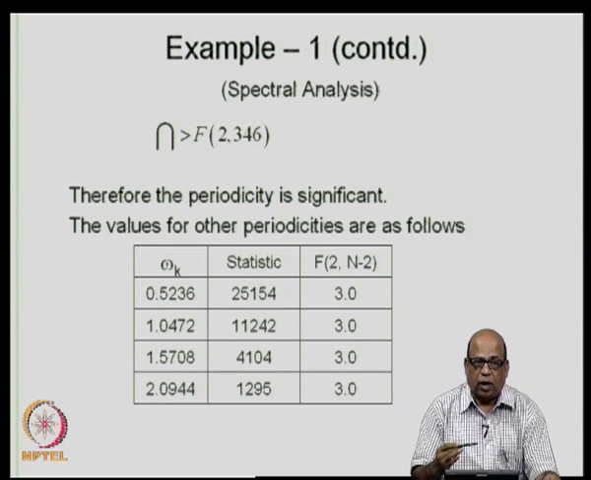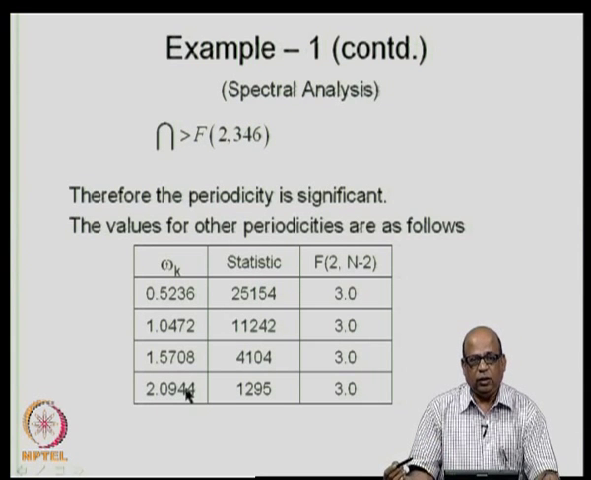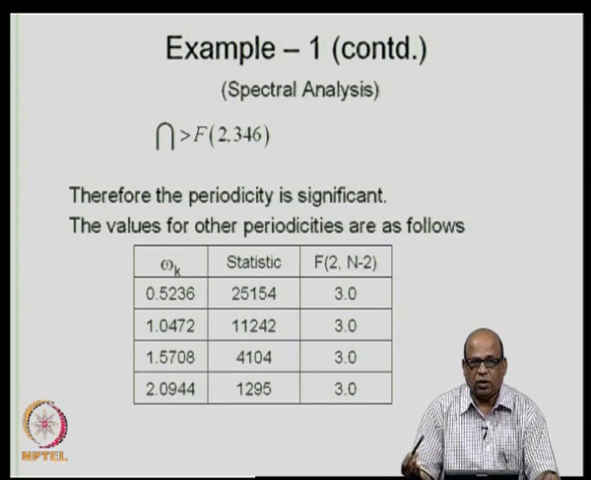Now, having identified these periodicities, this corresponds to 12 months, this to 6 months, this to 4 months and this to 3 months. Having identified that these periodicities in the data are statistically significant, we now want to see how to remove these periodicities from the data. As I mentioned in the last lecture, one simple way of doing this is to remove the periodicities by standardization, simply standardize the data, that is z t is equal to x t minus x bar over sigma, or x t minus mu over sigma.